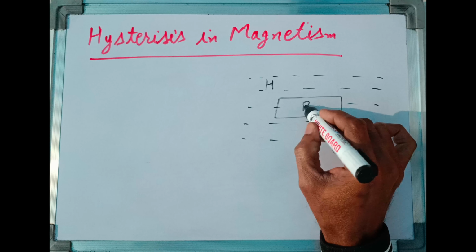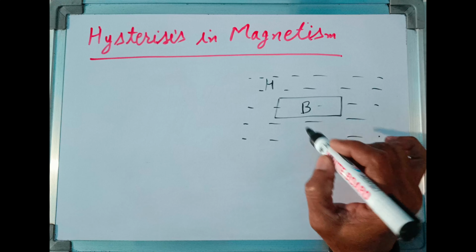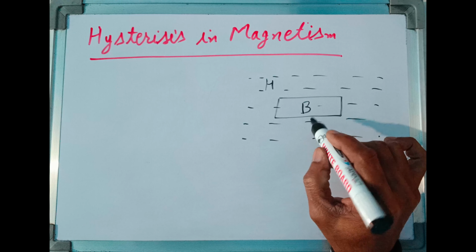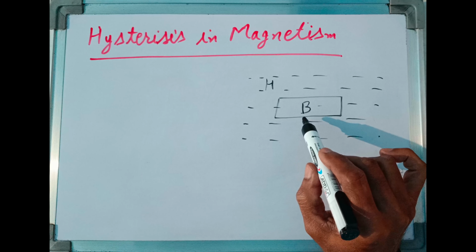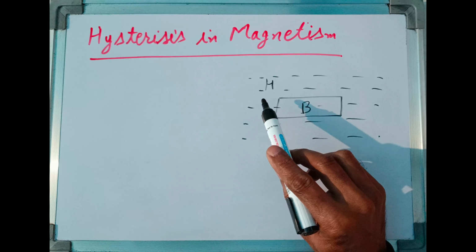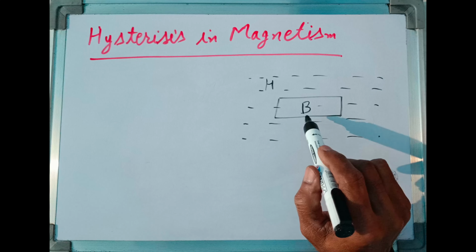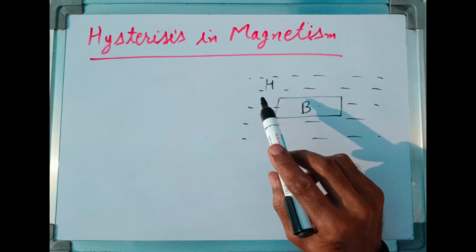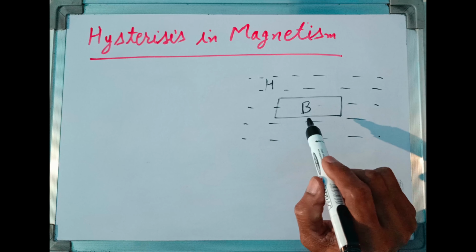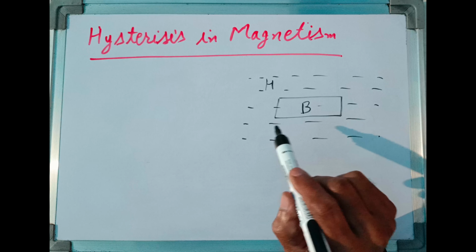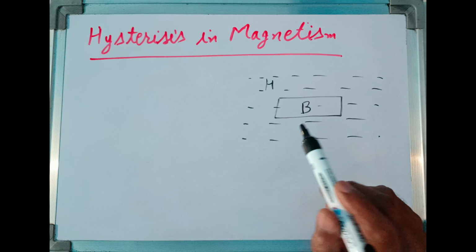If the induced magnetic field inside the substance is B, then the relation between the induced magnetic field and the externally applied magnetic field is called hysteresis. How this B changes with the change in value of H. So this is the point of discussion in this topic of hysteresis in magnetism.